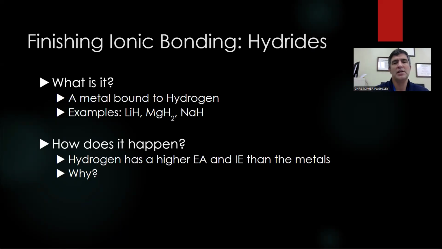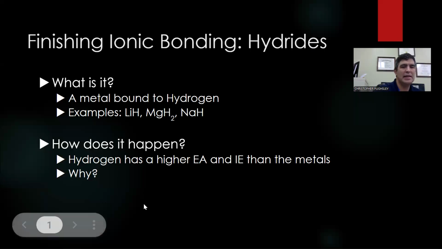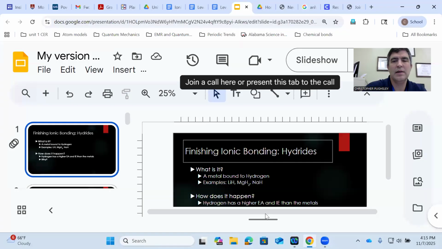Hydrogen can be a non-metal that accepts an electron and it becomes an anion. And so it can do that. Some examples are lithium hydride, magnesium hydride, and sodium hydride. It has a higher electron affinity and ionization energy than the metals. And so they will gain the electron. Why does it happen?